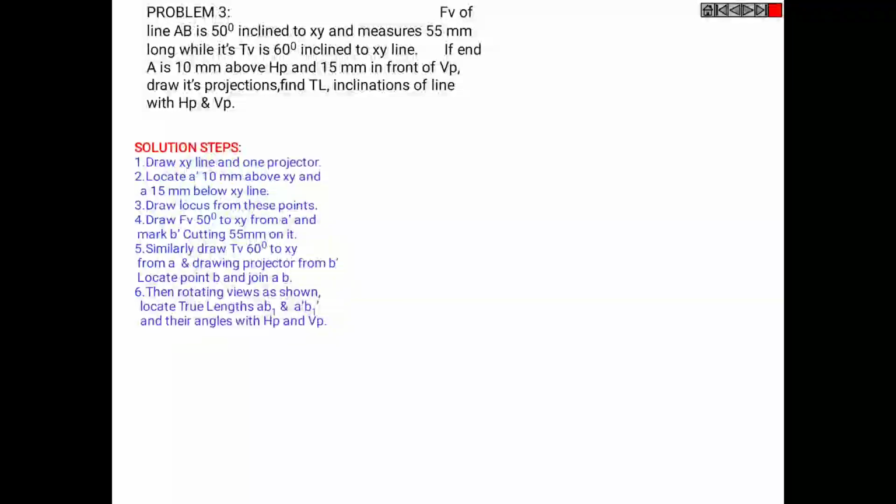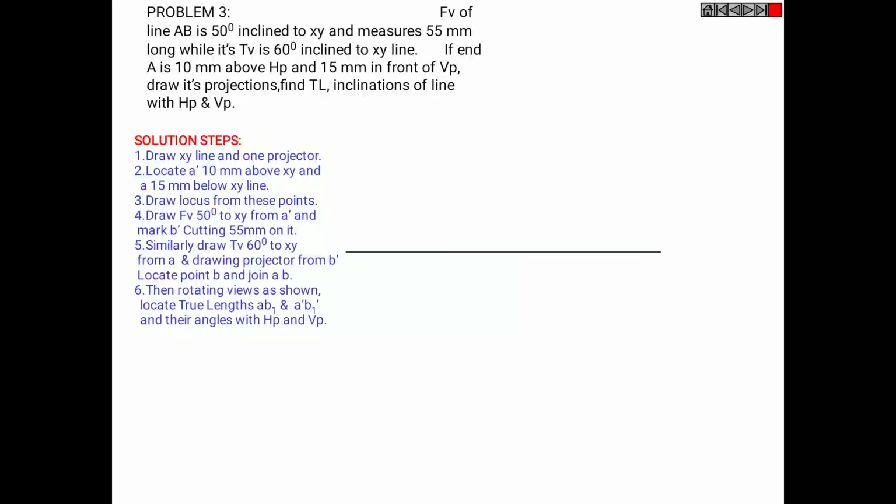Problem number 3. Front view of line AB is 50 degrees inclined to XY and measures 55 mm long, while its top view is 60 degrees inclined to XY line. If end A is 10 mm above HP and 15 mm in front of VP, draw its projections, find true length, and inclination of line with HP and VP. Draw XY line and one projector. Locate A dash 10 mm above XY and A 15 mm below XY.